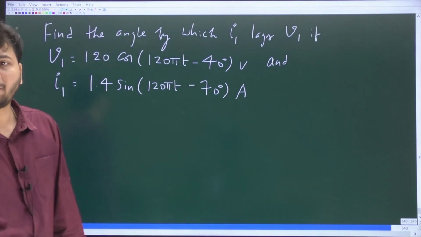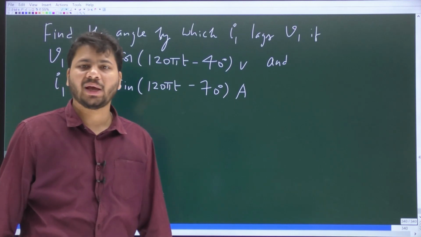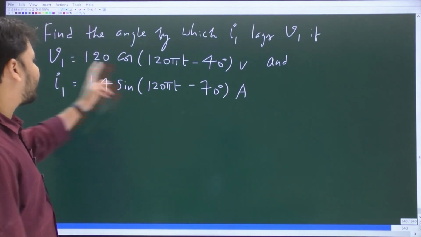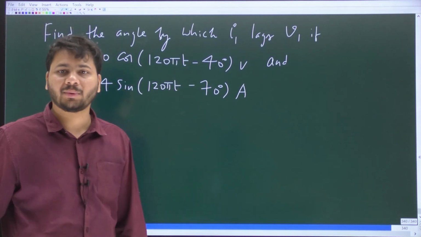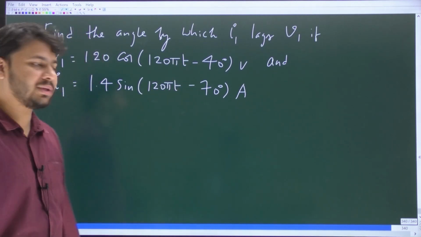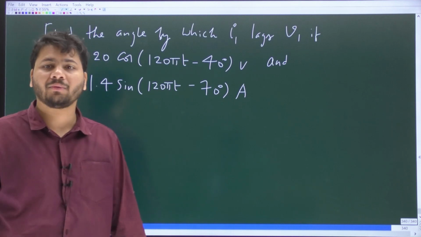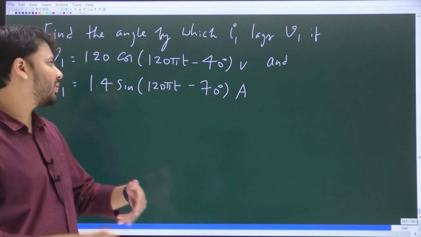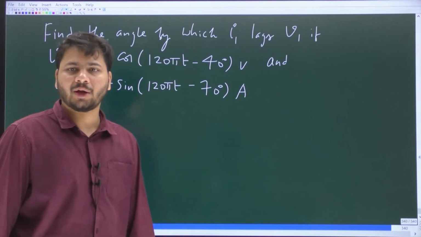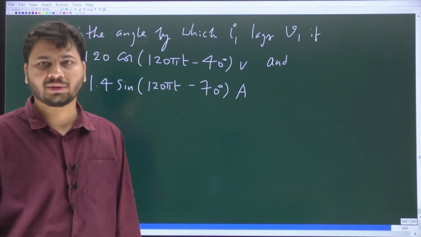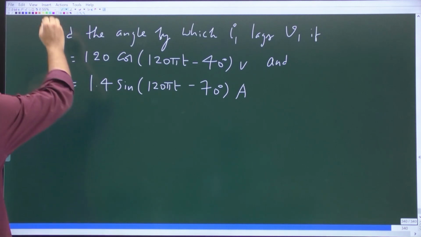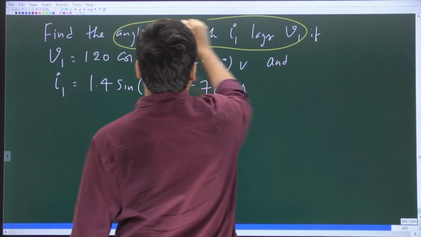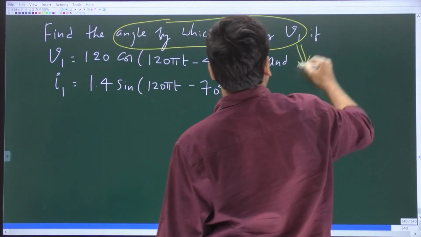Please type your answer for this in the chat box. Find the angle by which I1 lags V1 if V1 is the same, 120 cos(120 pi t minus 40 degrees), but this time the current is 1.4 sin(120 pi t minus 70 degrees). First of all, both are at the same frequency. You can definitely compare the two phases, okay? Once again, the angle by which I1 lags V1 is the same as what?